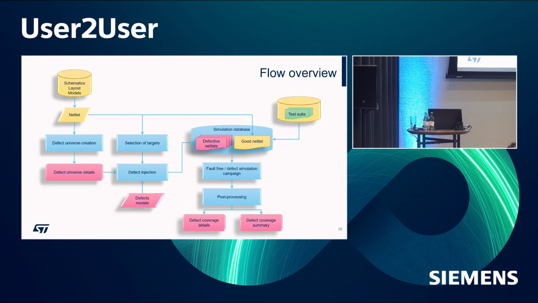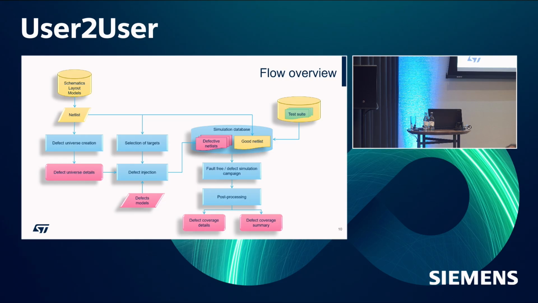This is the flow Defectsim allowed us to implement in this analysis. I used some color coding to help sort out what is an input from our side as designers, which is colored in yellow. So we have schematics, layout models, netlist, the test suite itself, and a good netlist.